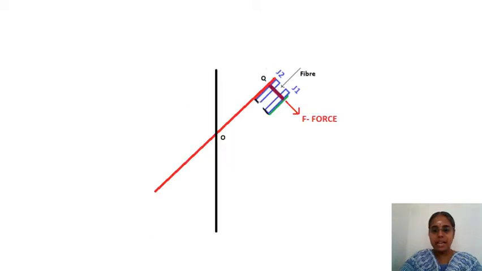This is a line diagram. This is the pendulum, the red line. This is the fiber. On the fiber, the force exerted F is in this direction, and this is O. So this is a line diagram. We'll see this later for understanding the principle behind the measurement.